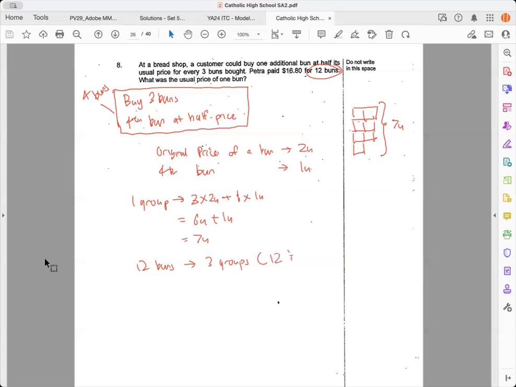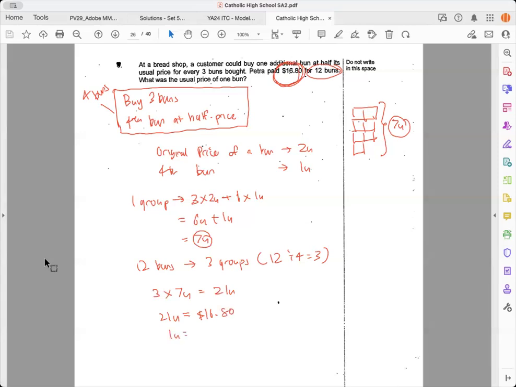Or 12 divided by 4. So how much is 3 groups in terms of units? It will be 3 multiplied by 7 units, or 21 units. So 21 units is the price or the value of 3 groups. And we know in dollar terms, the value of 3 groups is $16.80. So therefore, 21 units is equal to $16.80.